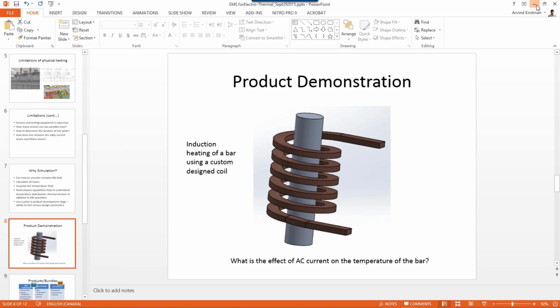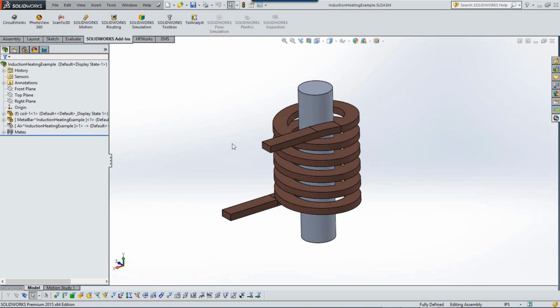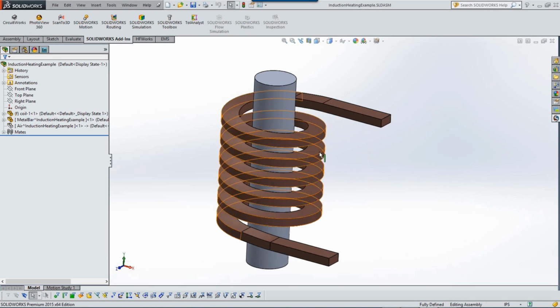Now I'm going to show you EMS. As you can see here, this is exactly as you saw in the picture a few seconds back. I have a custom-made coil that is designed using SolidWorks. I also have a bar that is placed inside the coil, and the objective is to understand what type of AC current I need to pass through this particular coil, and how hot does my coil get and how hot does my bar get as a result of this excitation.